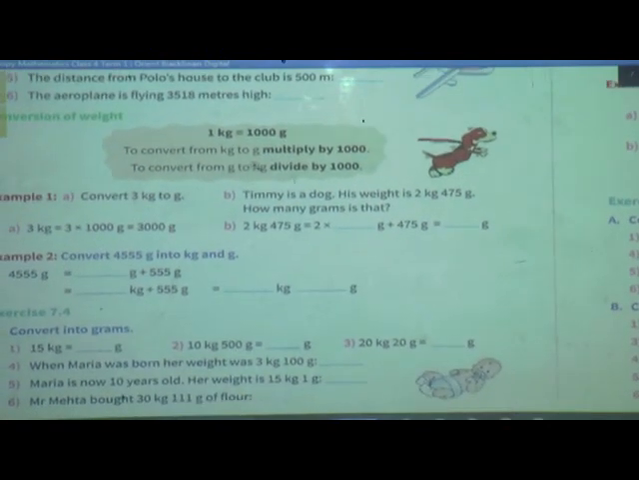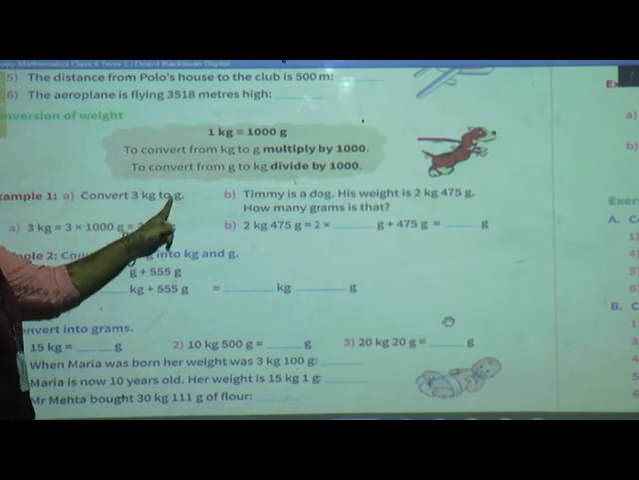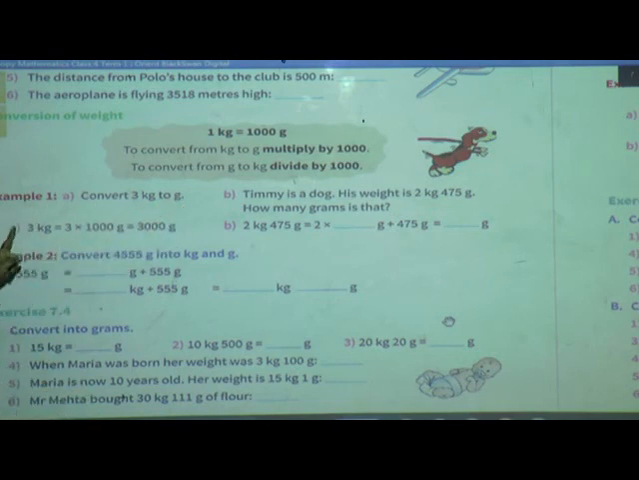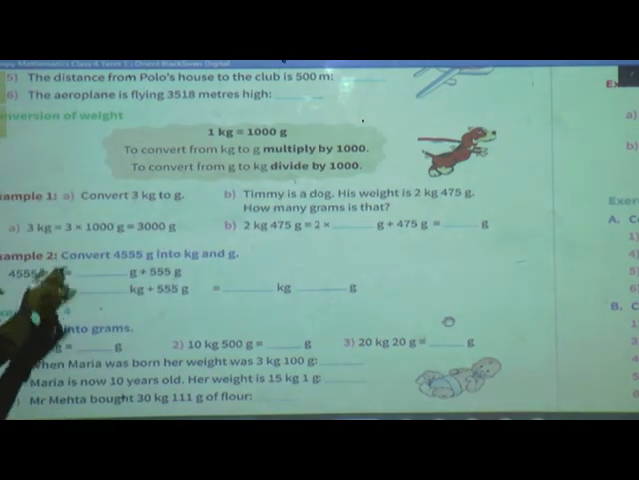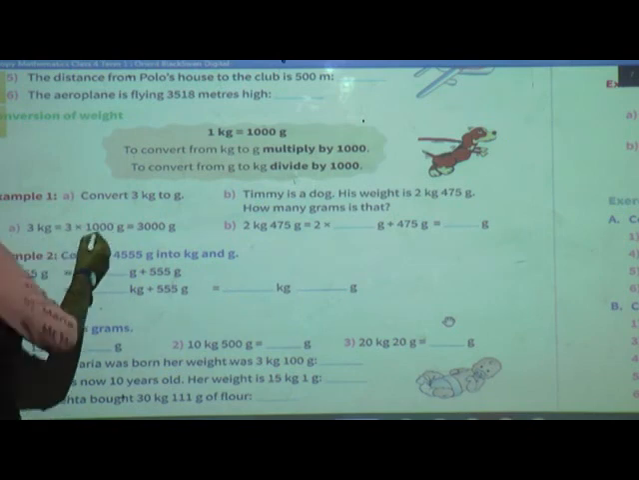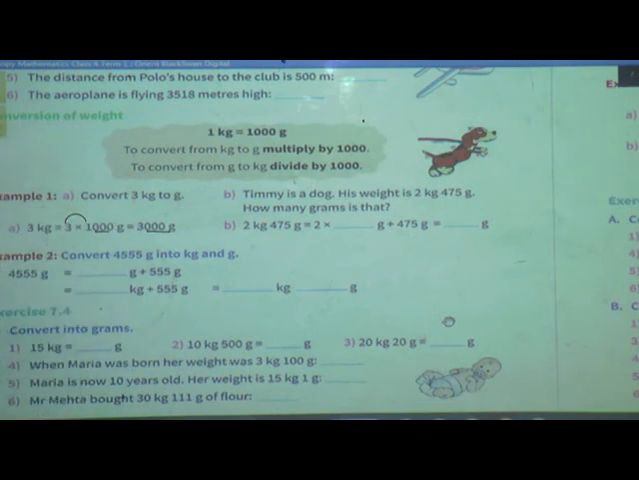Now we will solve the examples. See what are the examples. 1. Convert 3 kg to gram. Now 3 kg is equal to, to convert kg to gram, what we have to do? Multiply by 1000. So write 3 multiplied by 1000 gram. So 3 zeros as it is, 3 ones are 3, 3000 gram.